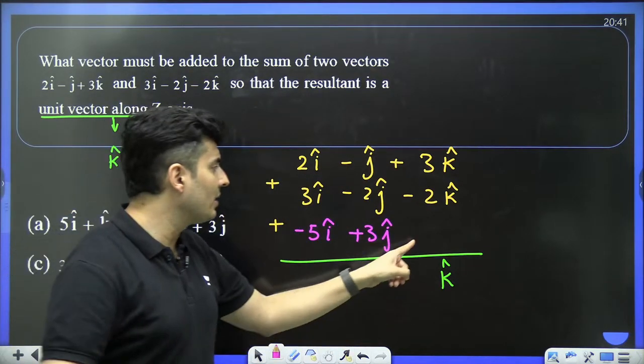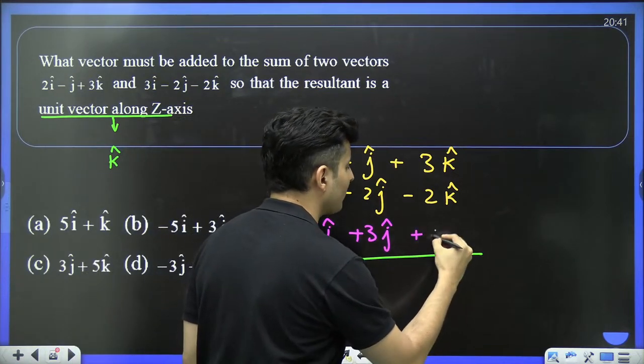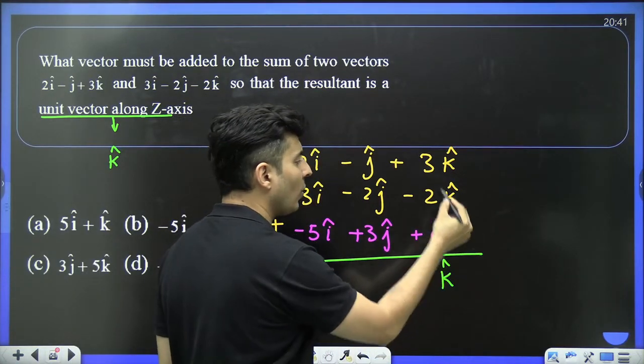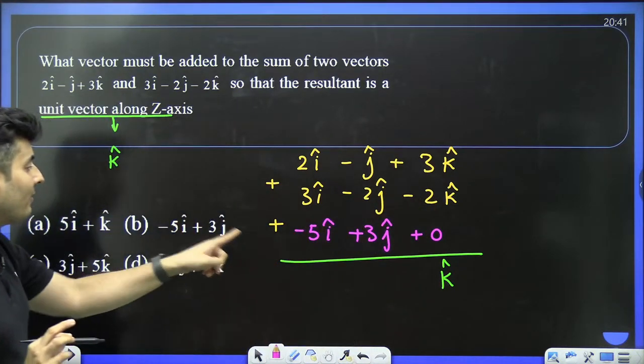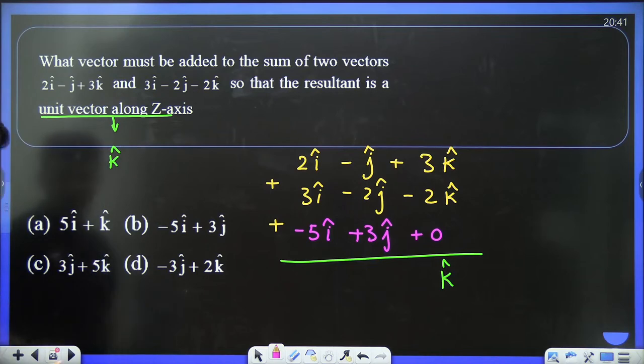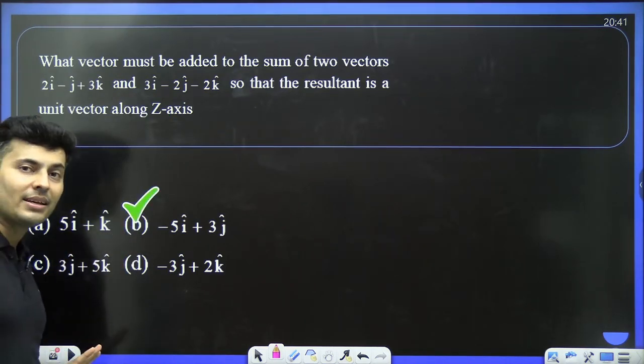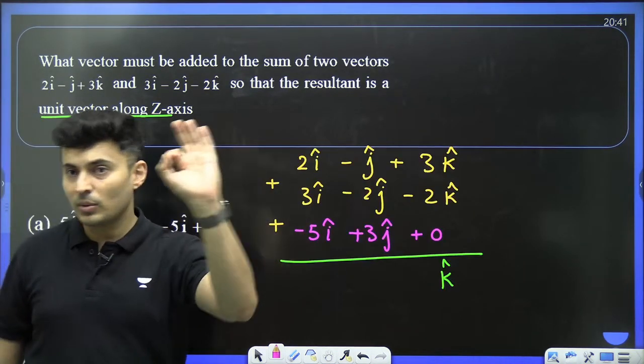So don't do anything over here. So this is 0, plus 0. Nothing. 3 minus 2 is 1. 1k cap is remaining. So 5i with negative sign, 3j with positive sign. So that is option B. Exactly. Understood, guys?